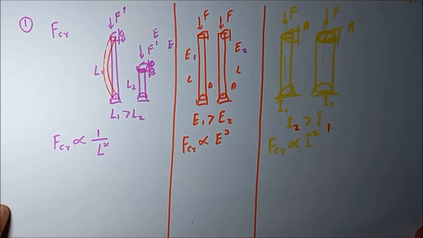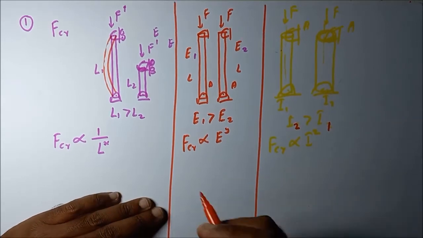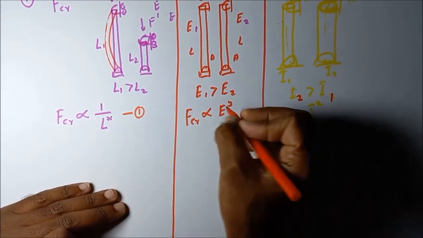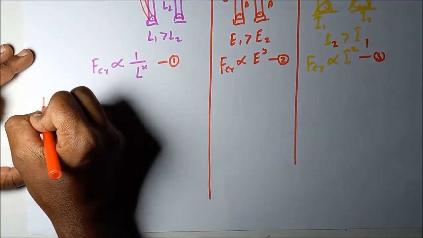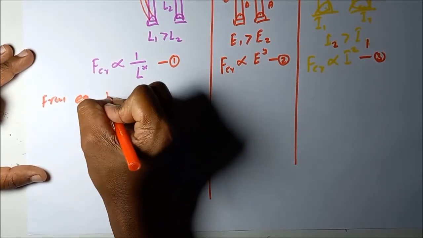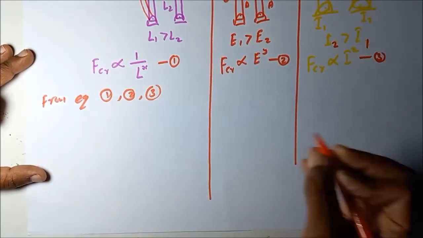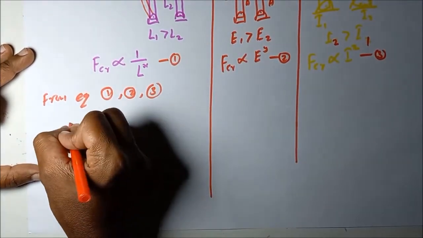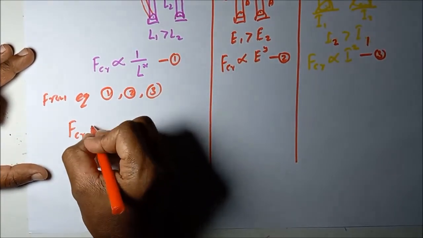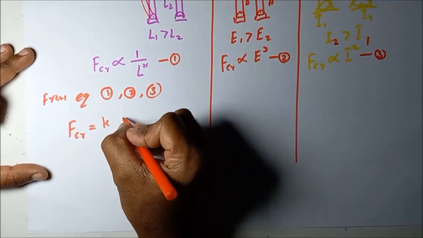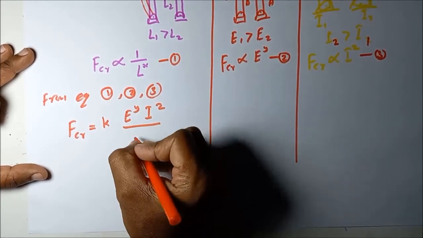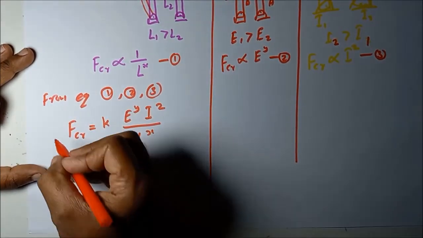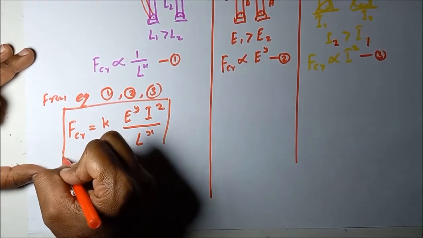Then all of these three relationships we can combine to form one single equation. Let's take equation 1, equation 2, equation 3. From equations 1, 2 and 3, we can combine these to form the equation for the critical load. I'm going to multiply with a constant K, E to the power Y, I to the power Z, L to the power X. This is the basic relationship for critical buckling load.